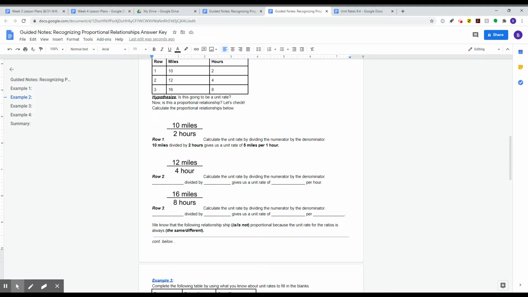Okay, let's try it with 12 miles per 4 hours. So here we're dividing what first? 12 miles divided by what?